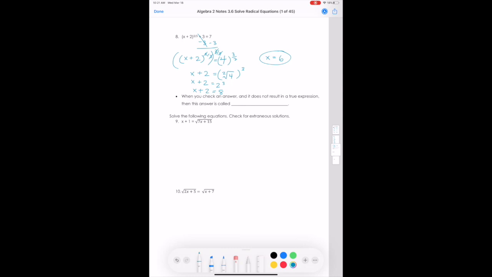All right, that next bullet point: when you check an answer and it does not result in a true expression, this answer is called extraneous. It is extra.